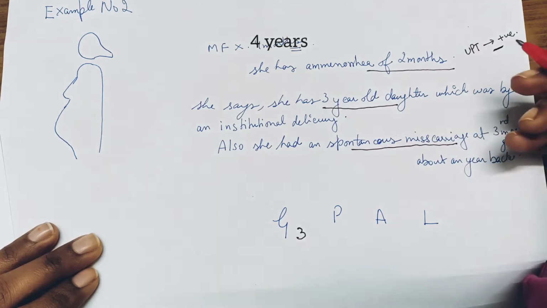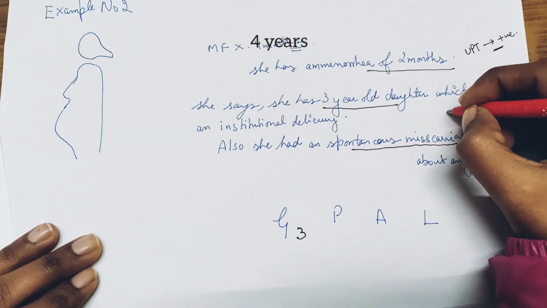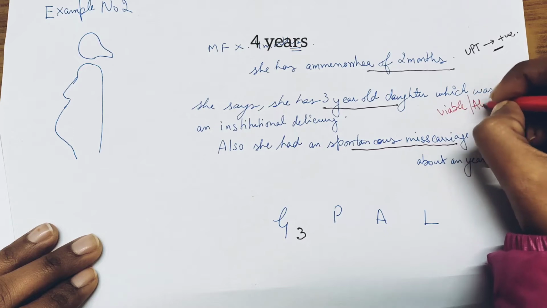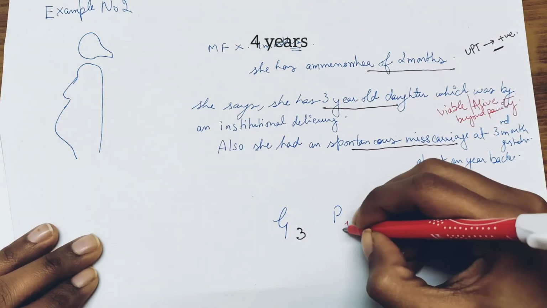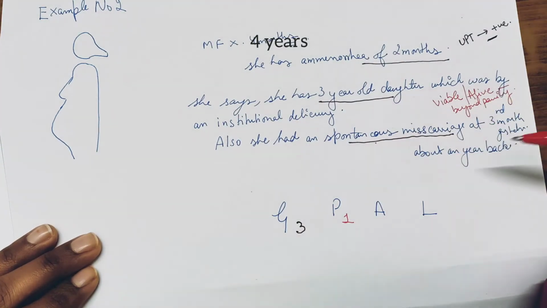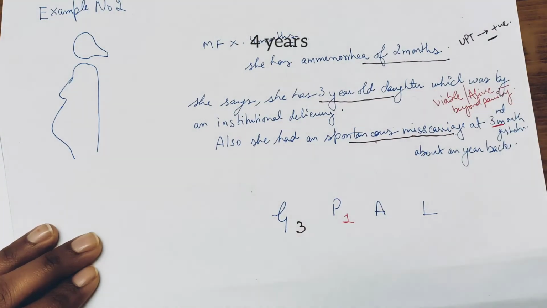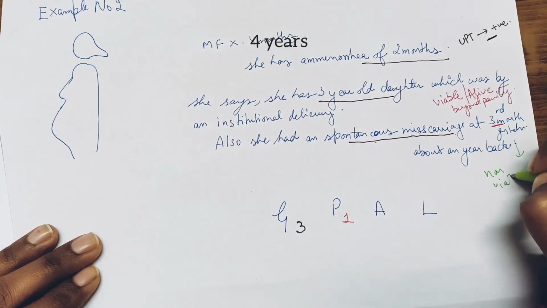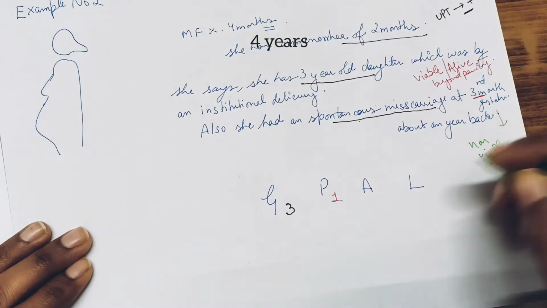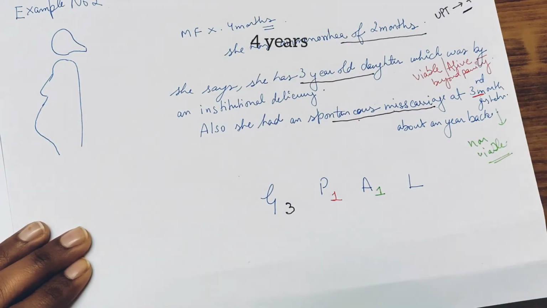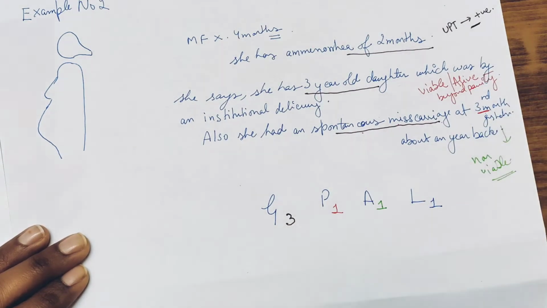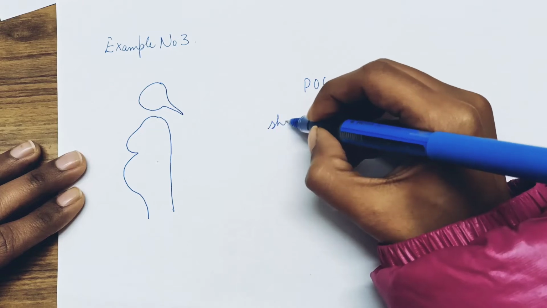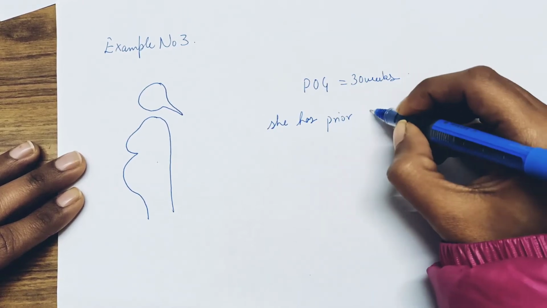Next is parity. The only viable child she had before is a 3-year-old daughter, right? And the other one was non-viable. So my parity is 1. Now her abortion, she also had an abortion below 20 weeks gestation, so that was a non-viable one, so abortion 1. And then we have live birth, and live birth is also 1, that is the 3-year-old daughter.